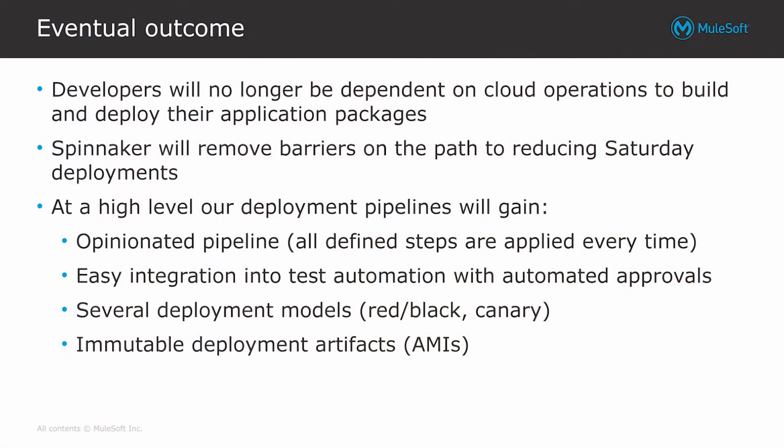So at a high level, our deployment pipelines would have opinionated pipelines, easy integration to our test suites, and the eventual hope that we would get automated approvals from those test suites. Several deployment models, so not just red/black or blue/green, but also canary deploys. And the idea was to get the AMIs to be our immutable deployment artifacts. Before, we had a base AMI, and that was not even immutable because it was downloading and reconfiguring on boot. But yeah, that was our eventual outcome.